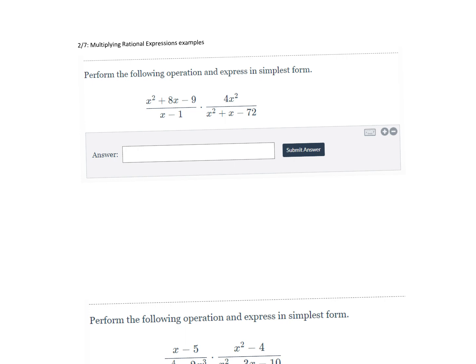All right, perform the following operations, expressed in simplest form. Look at that. It's multiplying two rationals. You see, there's one on the left, one on the right, and it's multiplying the two. So simplest form is what we need to do. Factoring is always very, very important. So I'm going to rewrite the top factored, and I'm just going to jump into that. I'm not going to show the whole factoring process because we're way past that.